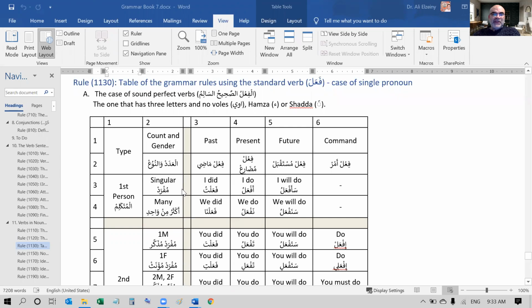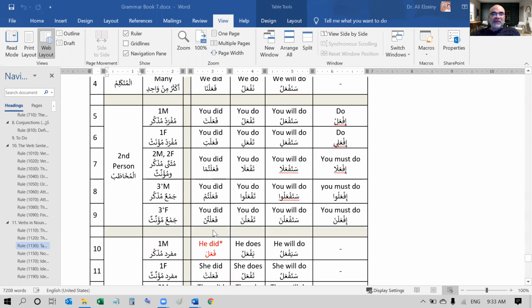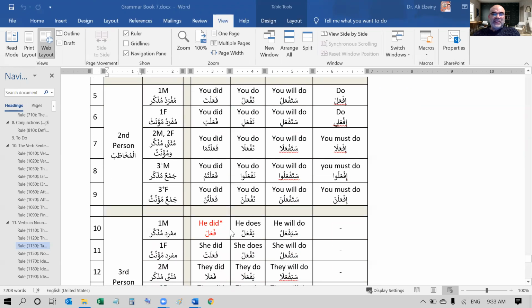For example, if we have the verb zara'a, zara'a sounds like fa'ala. If we want to get the present tense of fa'ala, then it's yaf'alu, which means yazra'u. Yaf'alu, yazra'u. Sayaf'alu, sayazra'u. So we can see how I can use the sounding on this table to convert the verb to different forms.